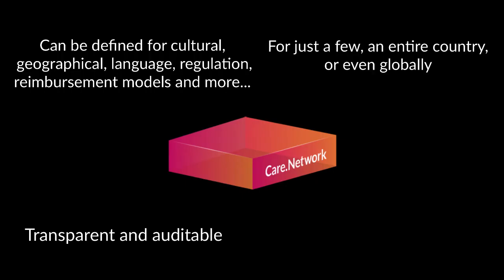But care networks are not just networks. They also have some very unique properties of Web3 and blockchain. Every network is auditable. Every network logic is transparent and published on the blockchain. Every network event is written to the ledger. All the network data is private and secured.